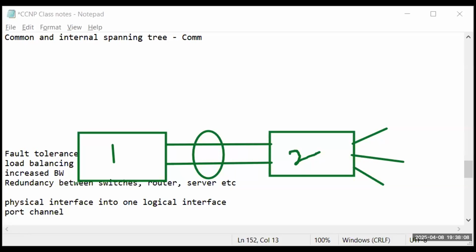Is Ether channel possible to configure between a server and a switch? No, not at all possible. That's what I told you, two different hosts, two different IP addresses cannot be combined together. 192.168.1.2 is one server, 192.168.1.1 is one server. That cannot be combined because physically there are two different hosts. Again, for your question, physically that is a switch and this is a server. The host itself is different. We cannot combine them together.